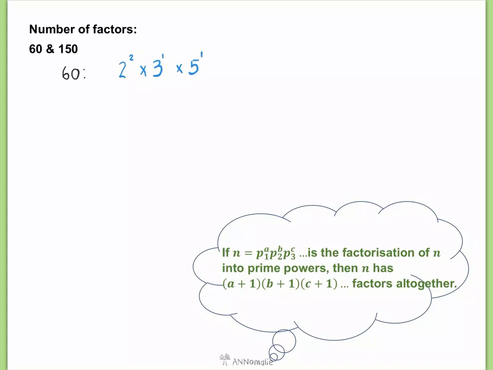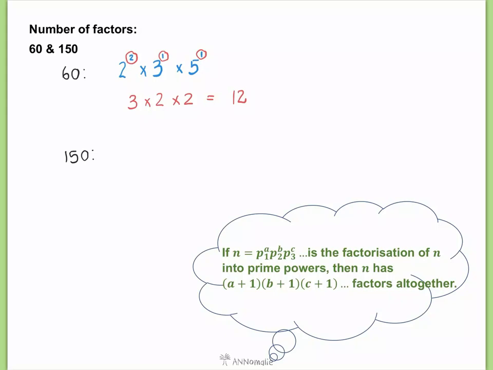So, how do I determine the number of factors? There's a very cool trick. I take the 2, add 1, multiply by the 1 plus 1, multiply by the 1 plus 1. And that will give me a result of 12. That is then the number of factors for 60, and we already know that from the work we've done before. What about 150?